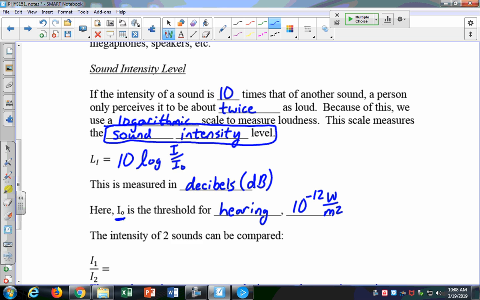And that's why, by the way, in this equation, we have this factor of 10 to take that unit and convert it into something that's a tenth of what it should be, or a tenth of the bell. So the unit is actually the bells, but we're just going to call it the decibels.